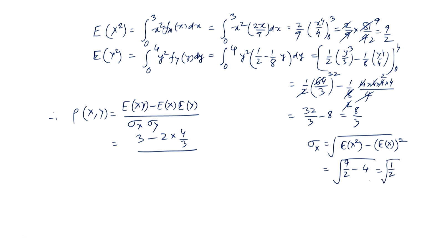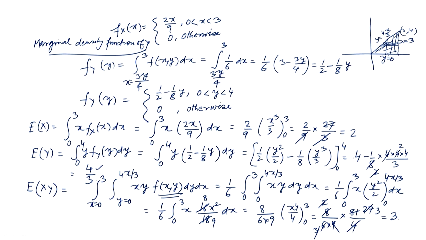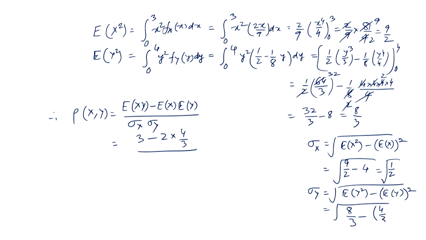So, sigma x is square root of 1 by 2, and sigma y equal to square root of E[y square] minus E[y] whole square. E[y square] we found to be 8 by 3. So, 8 by 3 minus E[y] we found to be equal to 4 by 3. So, 4 by 3 whole square. So, this is how much? 8 by 3 minus 16 by 9. And the LCM is 9, 24 minus 16. So, we get 8 by 9, that is 2 root 2 divided by 3.